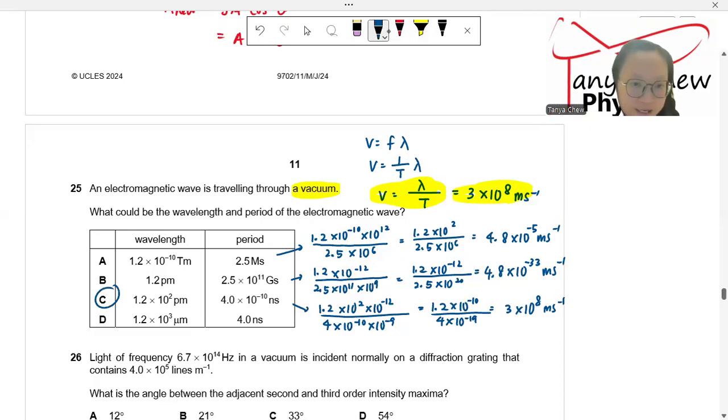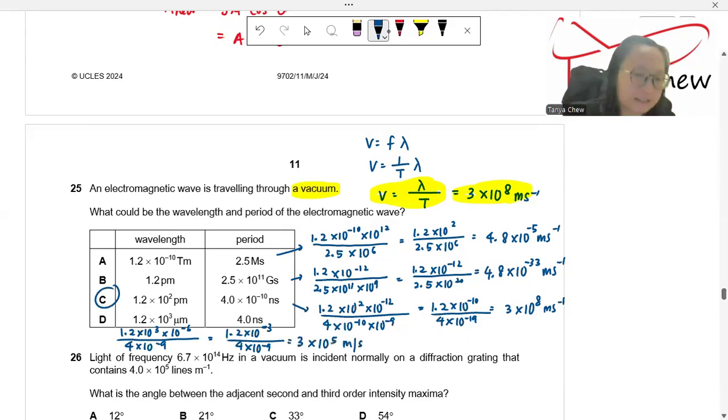So for D, this is 1.2 times 10 to the power of 3, micro is 10 to the power negative 6, divided by 4 nanosecond, negative 9. So here I get 1.2 times 10 to the power negative 3 divided by 4 times 10 to the power negative 9. I get 3 times 10 to the power of 5 meters per second. So definitely this is not the answer.